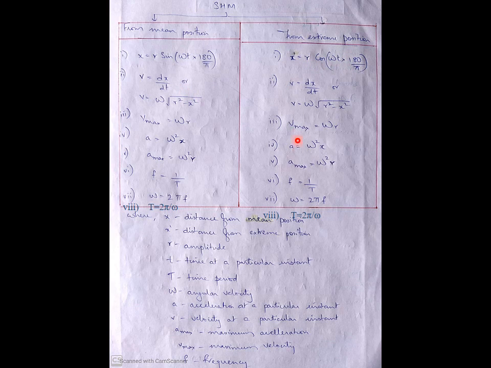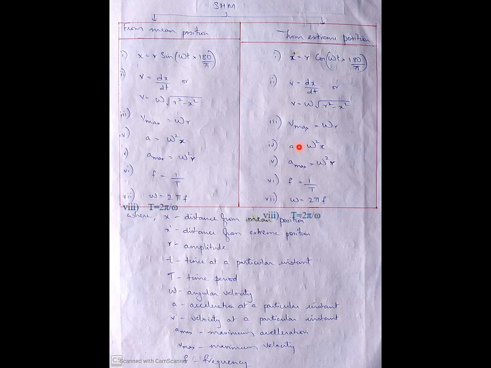Now the remaining equations will be the same. Velocity is the differential of this distance, which means v equal to dx by dt, or we can write it as v equal to omega into root of r square minus x square, where omega is the angular velocity, r is the amplitude, x is the distance. Here also the equation is same for extreme position also. And the next equation is maximum velocity Vmax, given by omega into r. Here also it is same. Acceleration is given by omega square x.